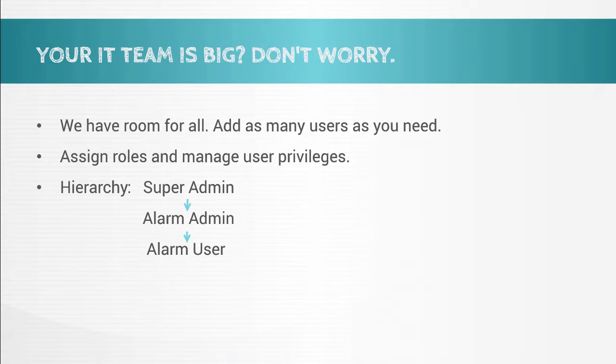AlarmsOne doesn't limit the number of users that can be added to an account. You can add any number of users with different roles such as alarm admin and alarm user, and you can manage the user privileges accordingly. The super admin is the account owner, and he can add as many alarm admins and alarm users. Alarm admins have access to all the applications and alerts, whereas alarm users have access to only the applications that are associated with them.